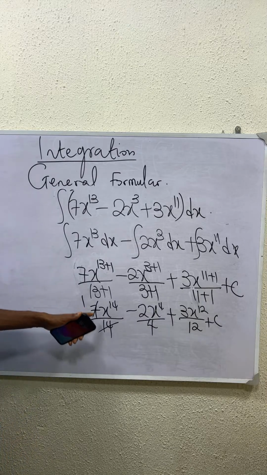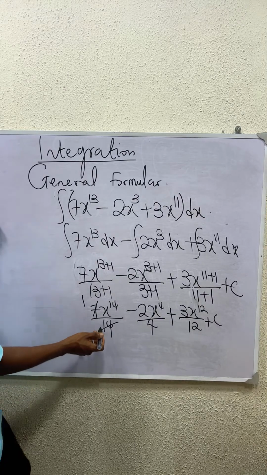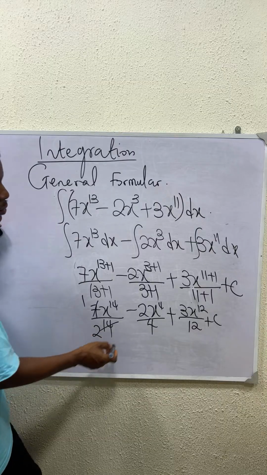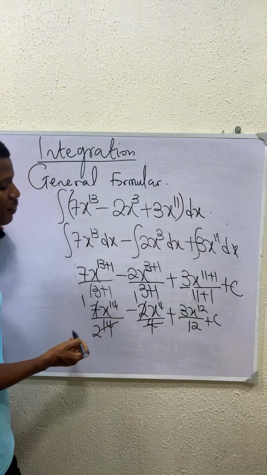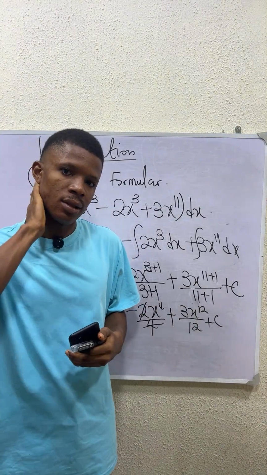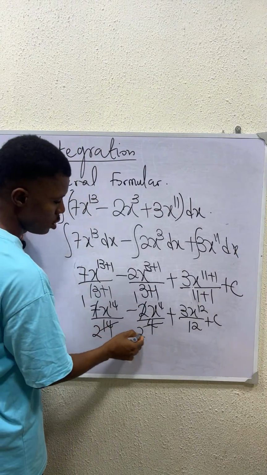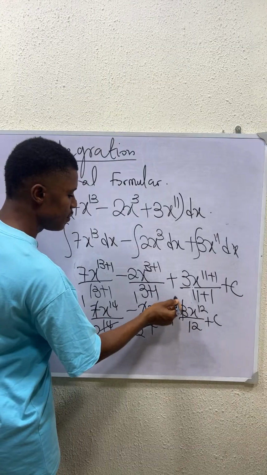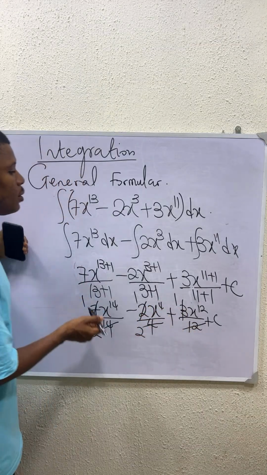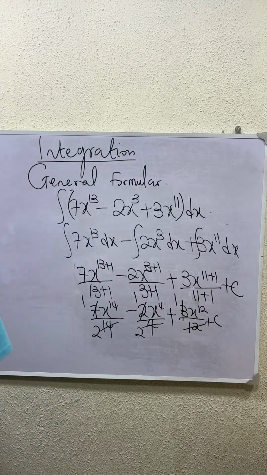Okay, so what is 14 divided by 7? It is 2. Then 7 divided by itself is 1. If you divide 4 by 2, what are you getting? You will be getting 2. 3 divided by itself is 1. When you divide 12 by 3, what are you getting?